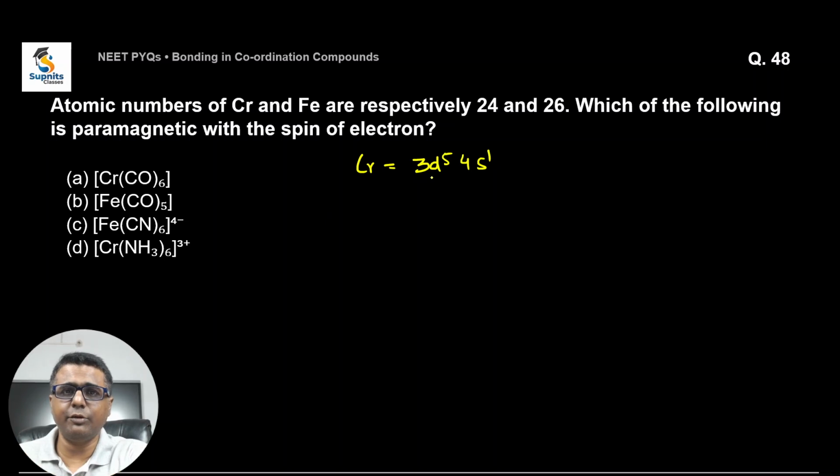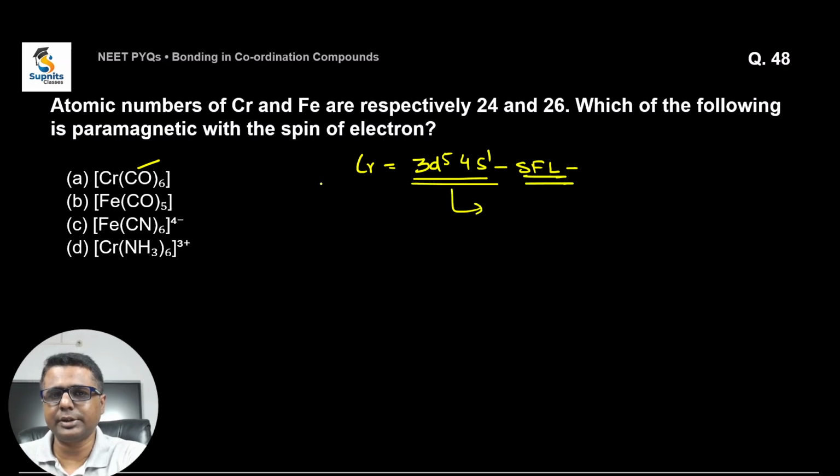So 3d5 4s1. Here it is a strong field ligand, so please write SFL. Please see how I am doing the problems. You have to do it in the same way. First the normal configuration, then write SFL. Then you have to put this as Cr 0 only, so the oxidation number is 0. SFL means there will be pairing.